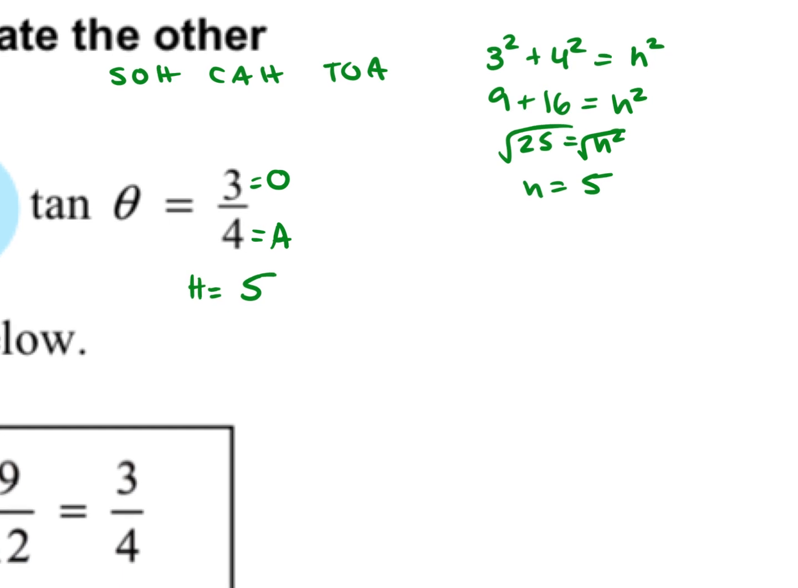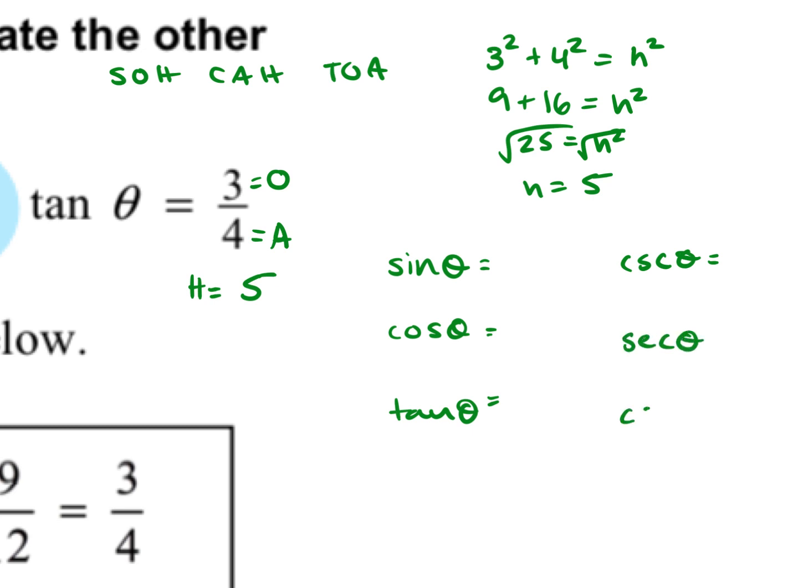So let's evaluate our other trig functions. We have sine, cosine, tangent. What goes with sine? Cosecant. What goes with cosine? Secant, and then cotangent goes with tangent.